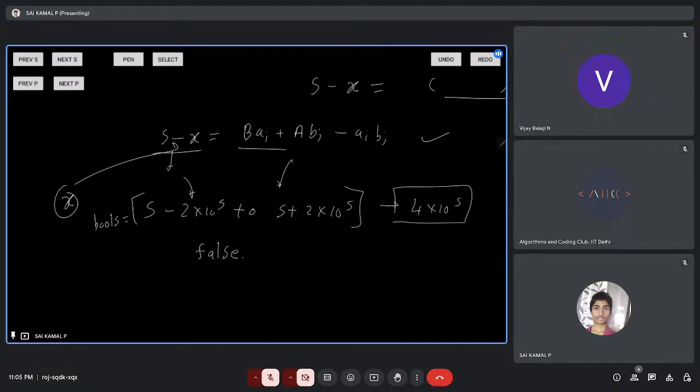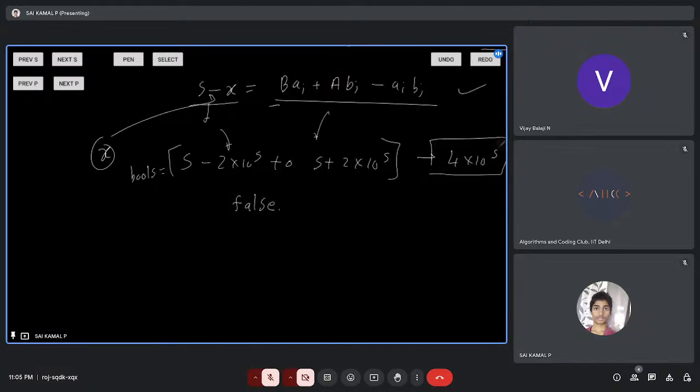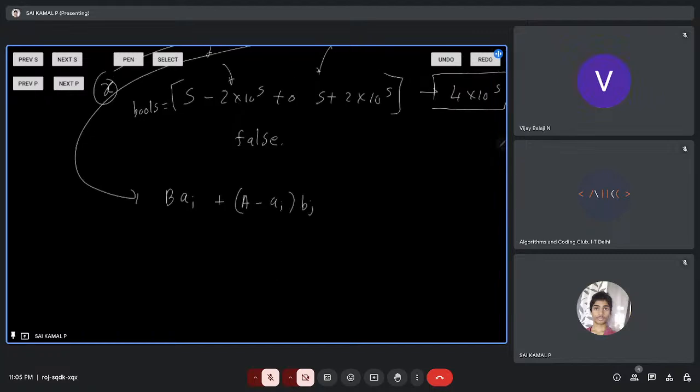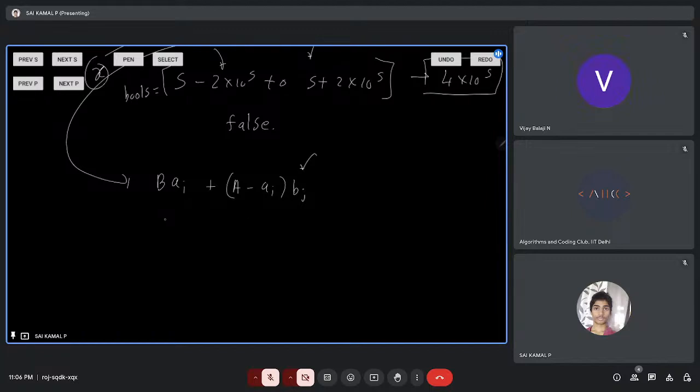Now in order to evaluate what these values will be, you can rewrite this sequence as b times ai plus capital A minus ai times bj. So the point is, if you fix ai, this becomes constant and this becomes constant. The only variable is bj. So if you iterate over all ai, specifically go over all the unique values of ai, this is important, otherwise you may hit TLE again.